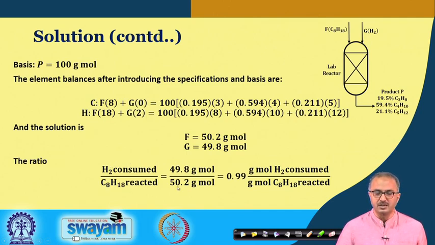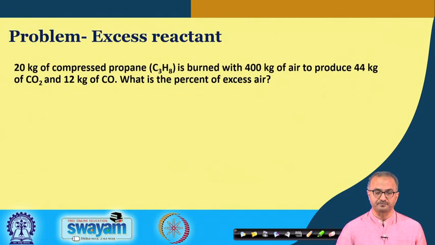Now, once you get this, it is very easy to find out how much hydrogen is consumed per amount of this. You can see easily from this how much hydrogen has gone into these products. That is the amount of hydrogen that has been consumed, 49.8 gram mole, and this is the amount of octane that has gone in. So, for per unit gram mole of octane, these many gram moles of hydrogen have been consumed. This is a very straightforward way of doing this kind of problem.